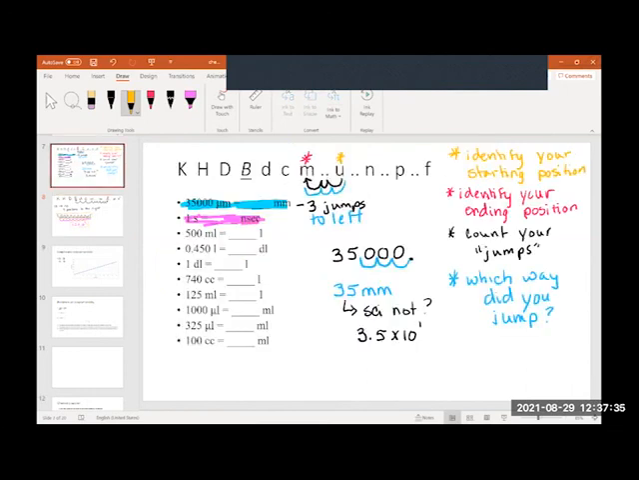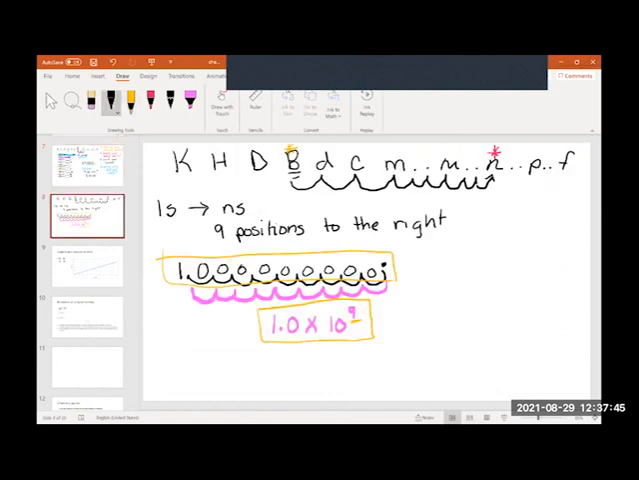Let's do one more. How about we do the 740 cc's into a liter? Okay, so let's write that down. We're working on 740 cc's to 1 liter. Now remember, a cc equals a milliliter. So our first task is to identify milliliter. There it is.